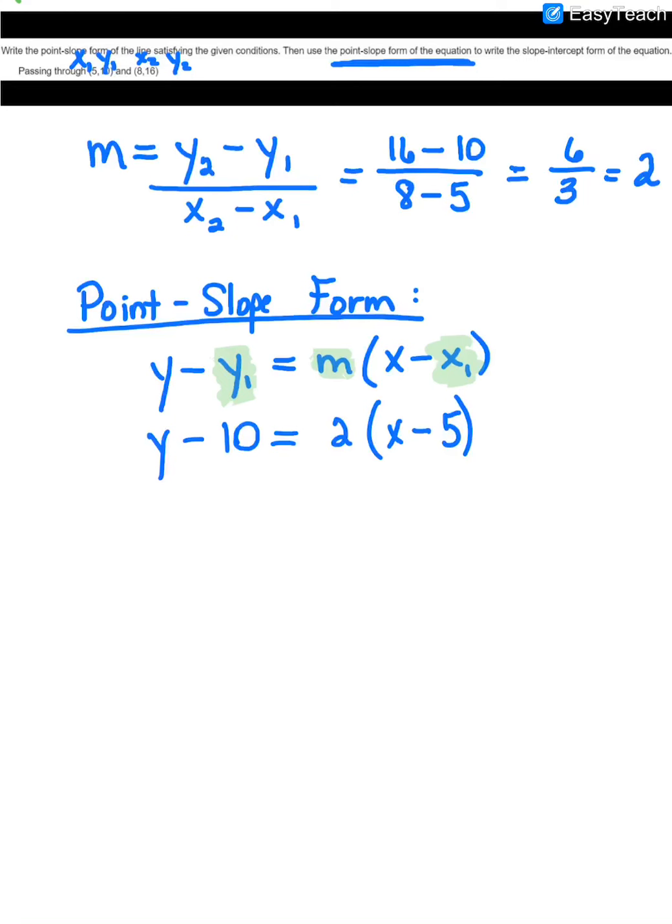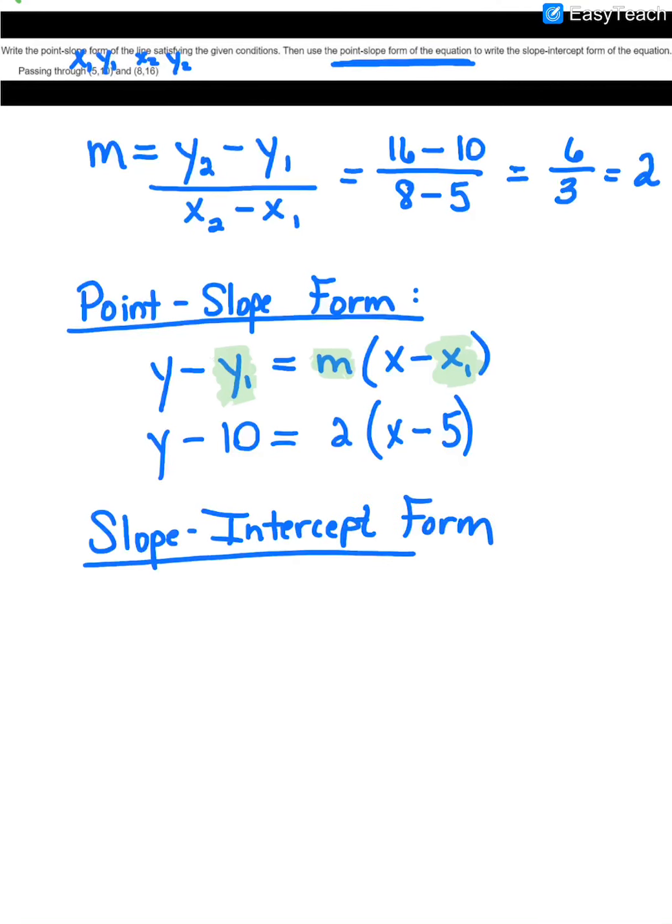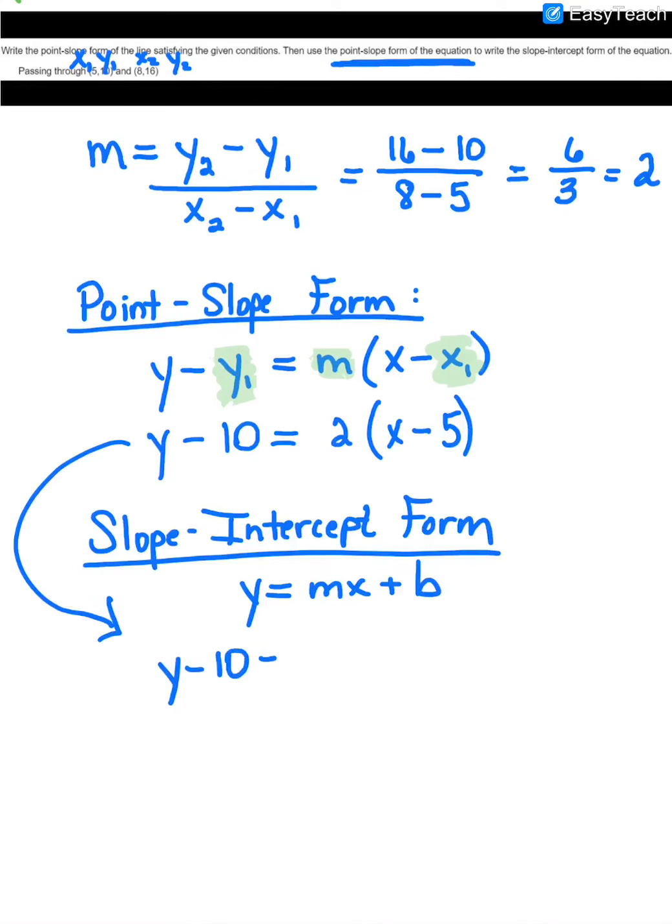When they ask us to then write it in slope-intercept form, slope-intercept form is where we have to get the y by itself so that we can have y equals mx plus b. So I'm going to come down here and continue. I'll leave that as y minus 10. And then on the right-hand side, I'm going to distribute that 2. So we would have a 2x minus 10.